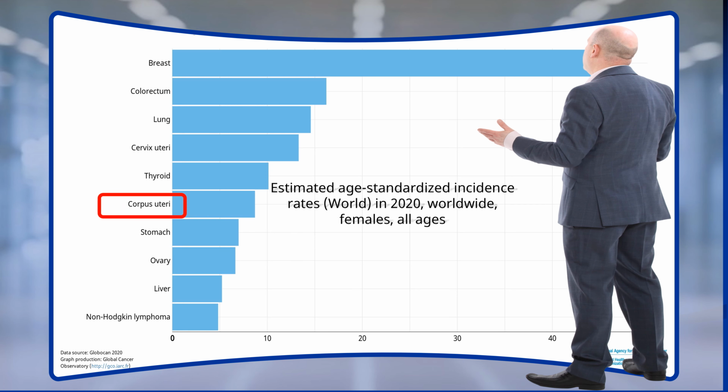As you see, according to the World Health Organization 2020, endometrial cancer comes as number 6 among cancers which affect females, and number 2 among gynecological cancers affecting females. The first is breast cancer, followed by colorectal cancer, lung cancer, cervical cancer, thyroid cancer, and then uterine cancer at number 6, followed by stomach cancer, ovarian cancer, liver cancer, and finally non-Hodgkin lymphoma.